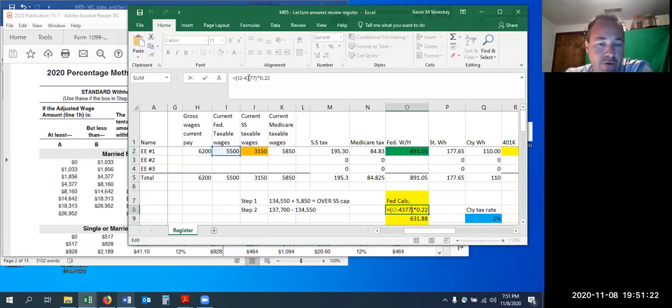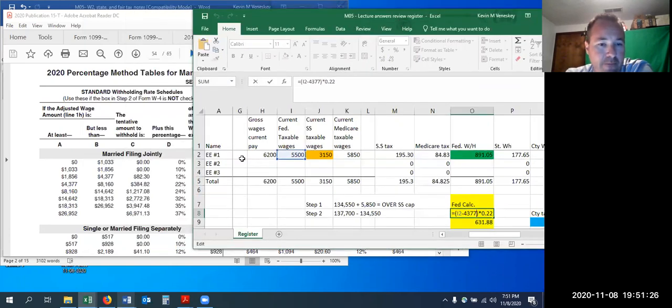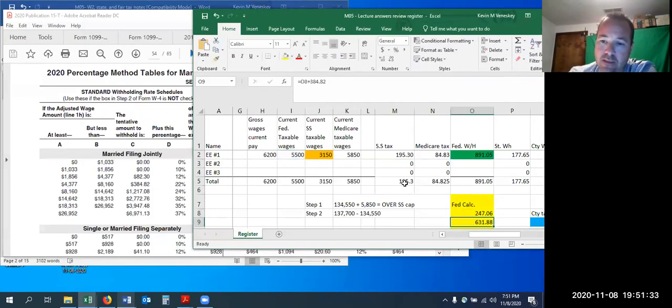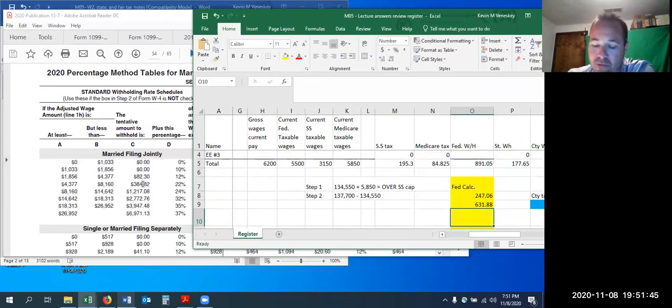I took the 5,500 minus the 4,377, and then I multiplied that by his marginal tax rate, 22%. That left me with 247.06. And then all I did is take the 247, add in the 384.82, and bare bones, that's what he's going to be paying in for federal income tax before any other adjustments.